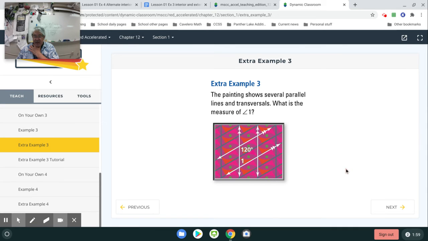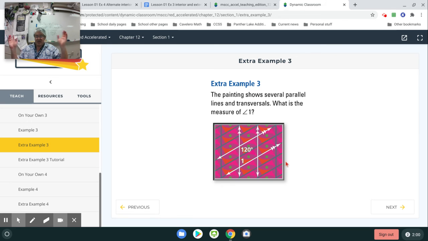Parallel lines and transversals. What is the measure of angle one? Again, I know that these two are supplementary to each other. I know because they are parallel. See how that has a little arrow and a little arrow? That means these two are parallel. This is a double arrow. That means these two lines are parallel. So you really have two sets of parallel lines. You got these two parallels and you got these two parallels, and both of them are cut by a transversal.